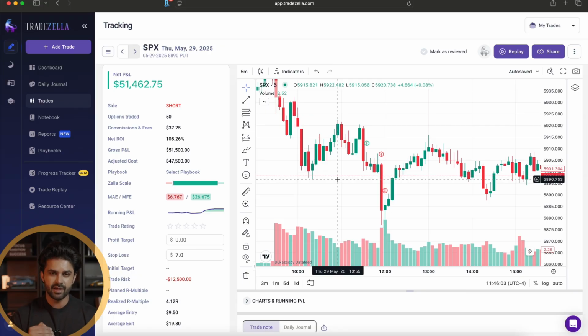We need SPX, we need SPY to be very volatile in our direction. So for calls, we want to see a push up. If we're trading puts, we want to see that push down. The more aggressively the stock moves away from our entry point, the better the return is going to be.